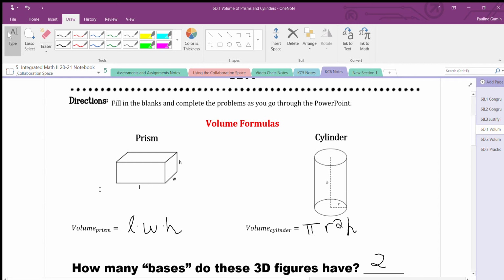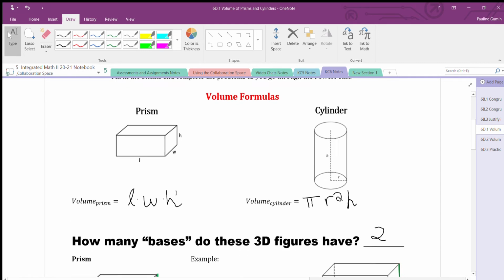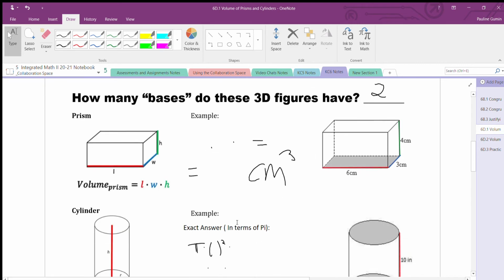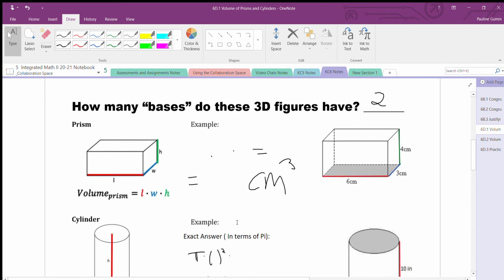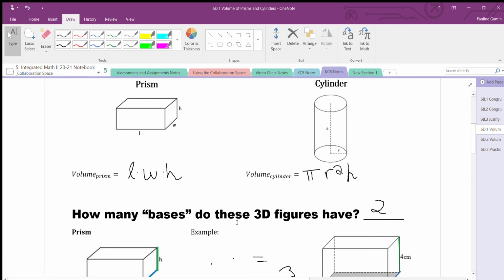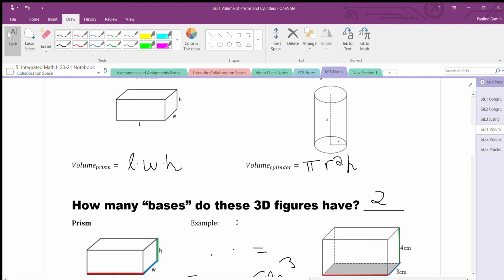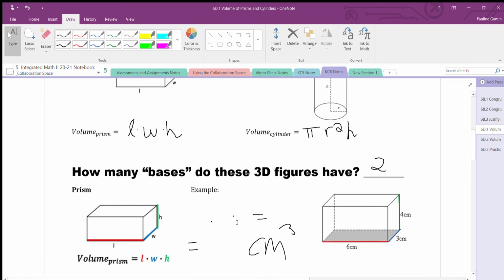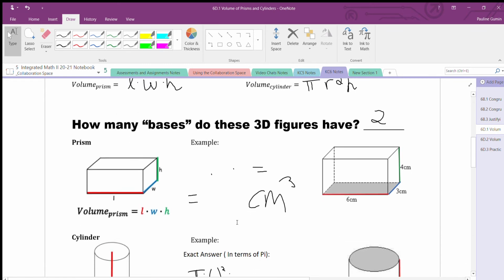Every three-dimensional figure has two bases, one on top, one on the bottom. Unless, of course, we mention that they don't have something, like if you are solving a real-life problem of an open box, right? That means they don't have the top base, but we'll get to that later. All right, let's find some volumes.